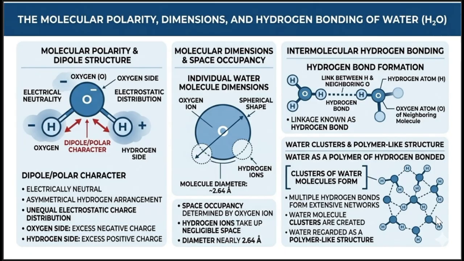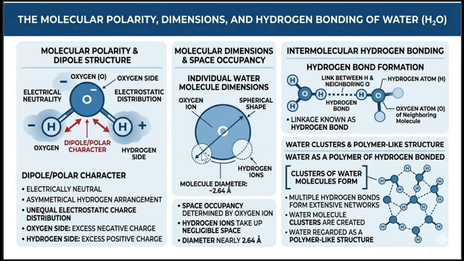With this link of hydrogen bond, all the water molecules are connected. So these clusters of water molecules are formed. So we can say that water is a polymer of hydrogen bonded molecules of H2O. This linkage is known as hydrogen bond. Okay, so let's look at this picture.